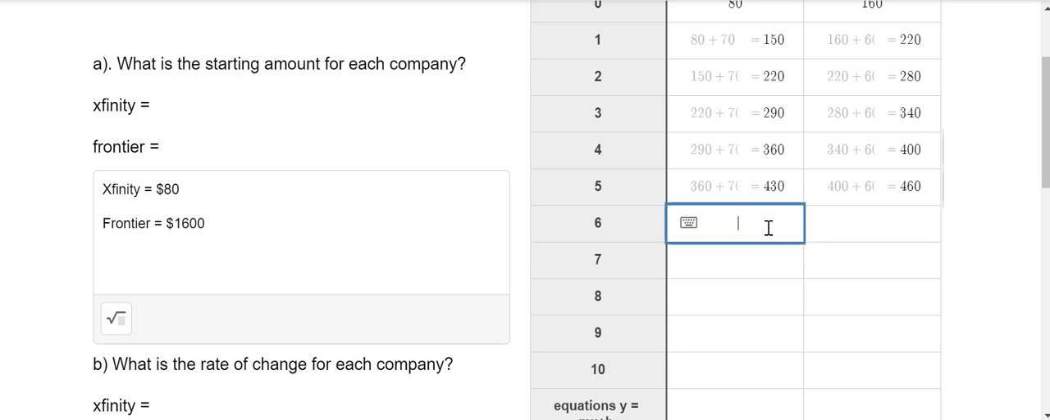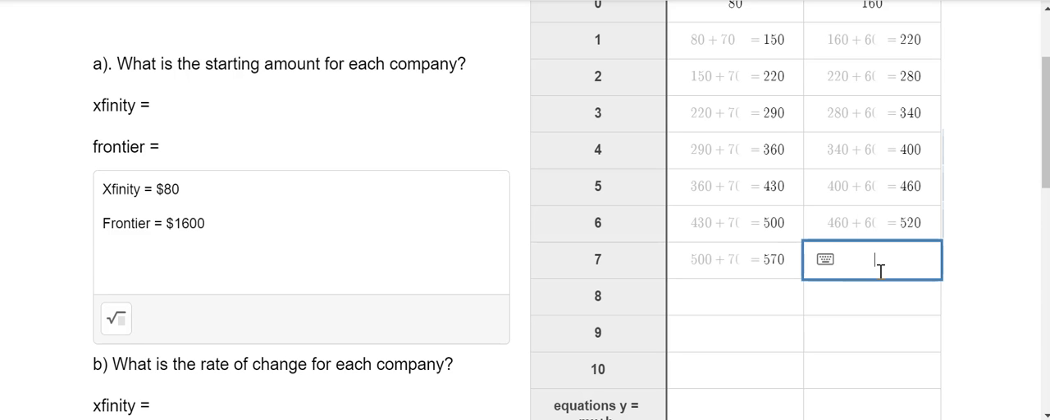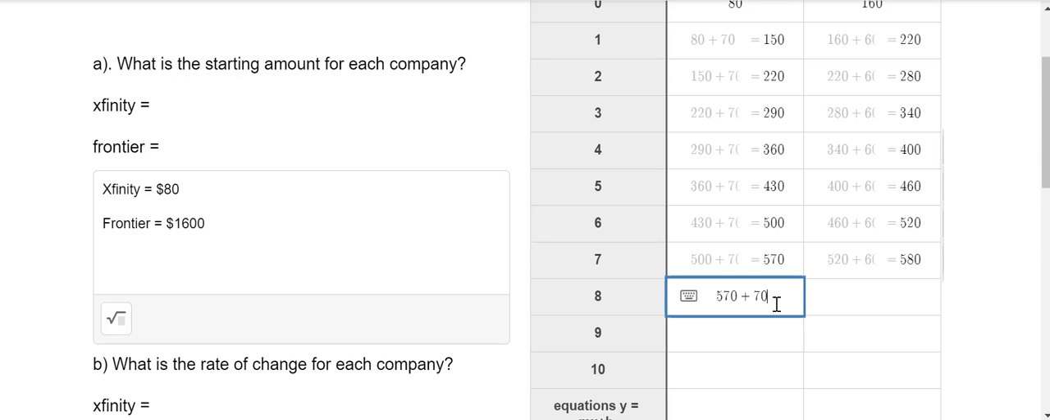So for Xfinity, the sixth month is 430 plus 70, which gives you 500. For Frontier, it's 460 plus 60, which gives you 520. Now for the seventh month, we say 500 plus 70 for Xfinity is 570. For Frontier, we'll say 520 plus 60 is 580. For the eighth month for Xfinity, we'll say 570 plus 70 gives us 640. And for Frontier, we'll say 580 plus 60 gives us 640.